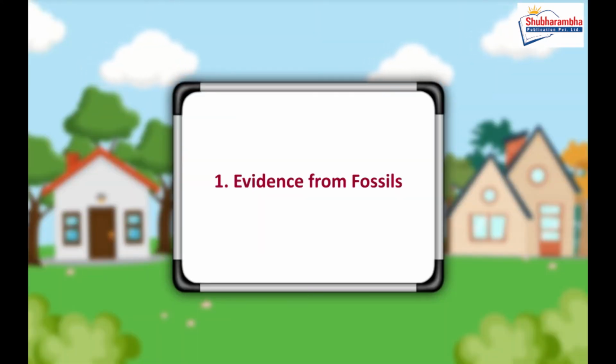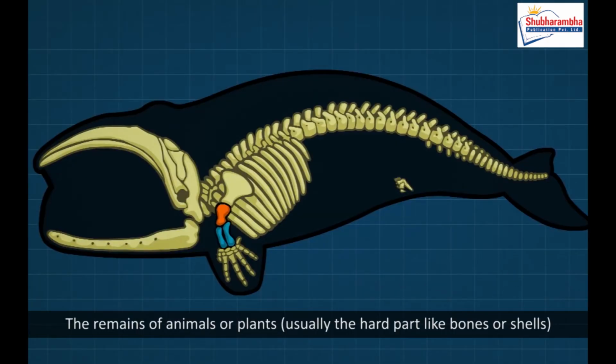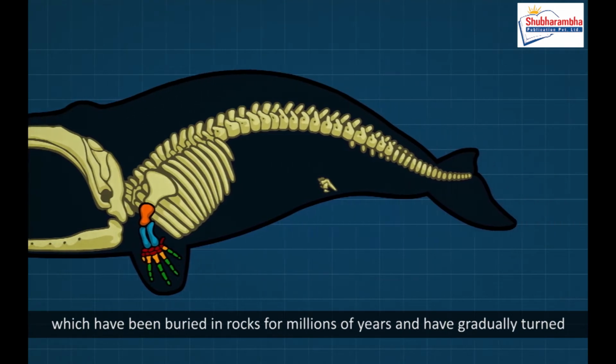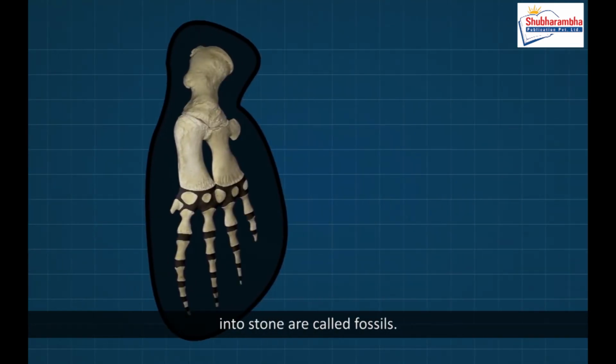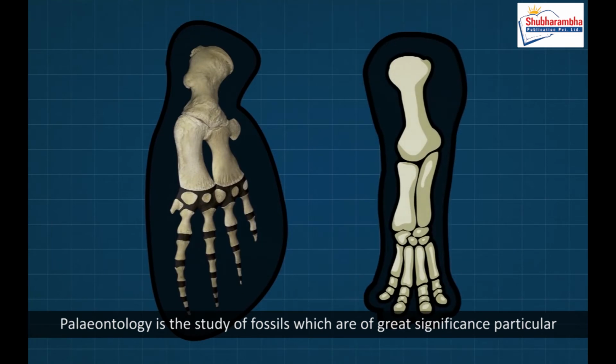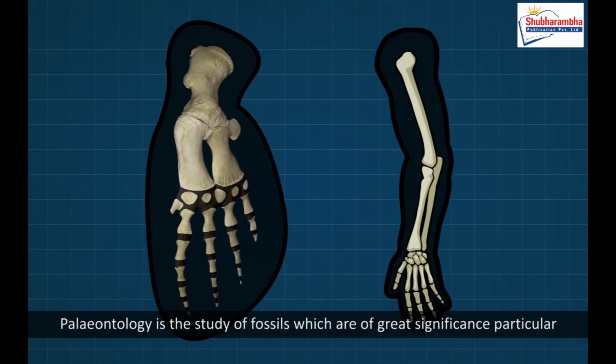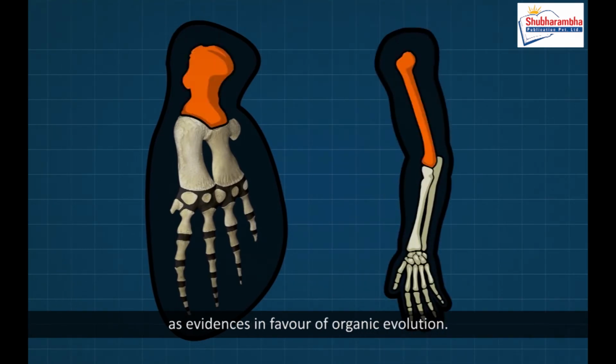1. Evidence from fossils. The remains of animals or plants, usually the hard parts like bones or shells, which have been buried in rocks for millions of years and have gradually turned into stone, are called fossils. Paleontology is the study of fossils, which are of great significance, particularly as evidence in favor of organic evolution.